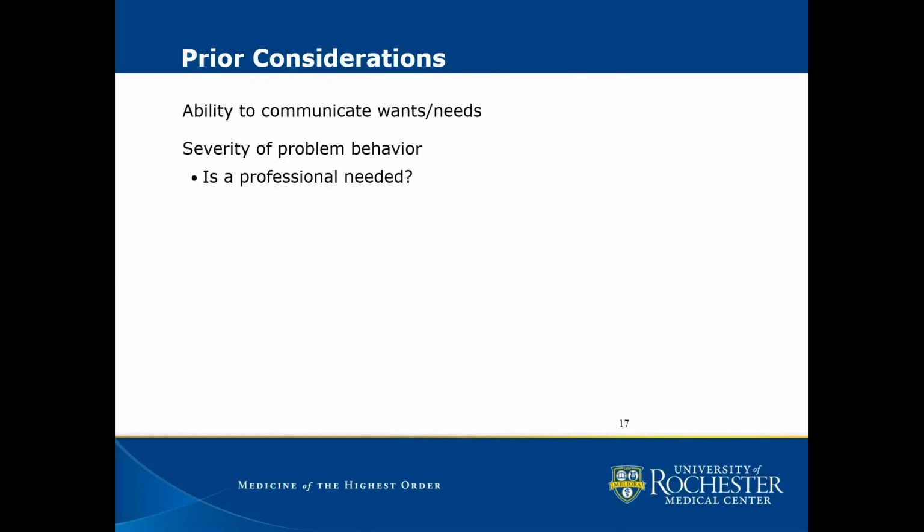But you need to think about that because they need to be able to communicate, and it needs to be clear to you and probably to most people what it is that they're asking for. You also need to think about the severity of the problem behavior, because these methods could be used for very minimal types of problem behaviors. They're not your worst case scenario, but for kids that might have even less skills than some others on the spectrum, you might need to think about engaging a professional because the behaviors are severe.